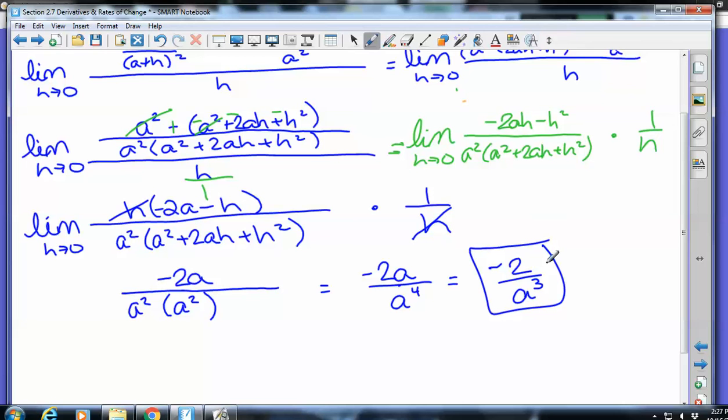Okay, so you can see we're going to be doing lots of algebra here. Lots of foiling, common denominators, those tricks that we've used before, they haven't gone away.